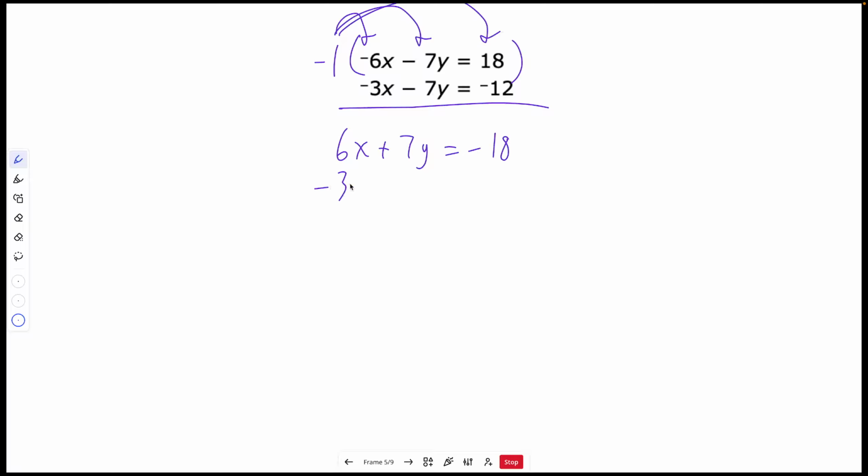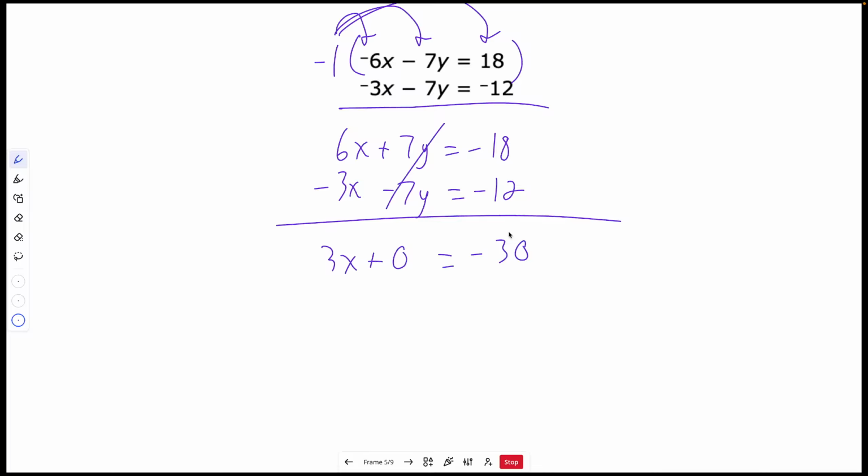Leave the bottom one the same, right? Don't change anything. And now, when we add down, we're going to get 3x, 0y, so we'll just call it 0 for now, equals negative 30. Now we have 3x equals negative 30, and now we just solve like we did before, all right? So we're going to get x equals negative 10.